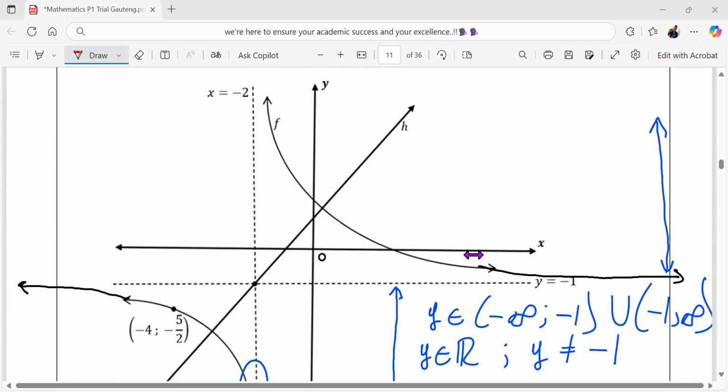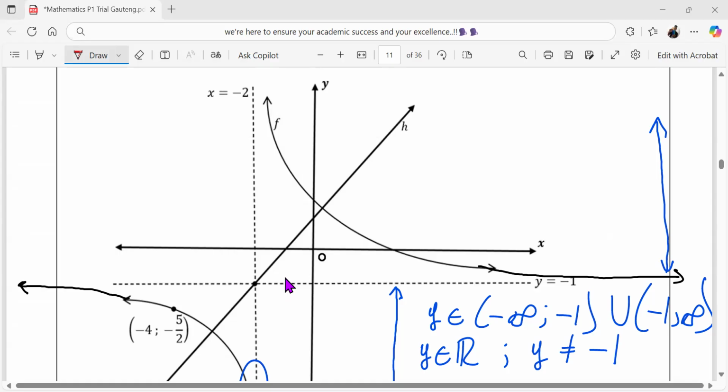Yes, sir. I'll try. Is it gonna be x is an element of real numbers if x is not equal to -2? Yes, sir. Yes, that is the right one. Thank you so much, sir.